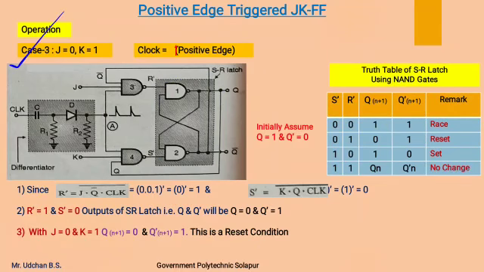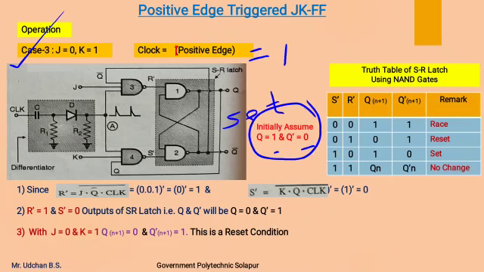Now we will see the next case, that is J equal to 0, K equal to 1. As the clock is at a positive edge, we consider its value as 1. Before proceeding with the operation, we assume initial values of Q and Q complement. Here we have considered Q as 1 and Q complement as 0, which means the output is initially in the set condition.